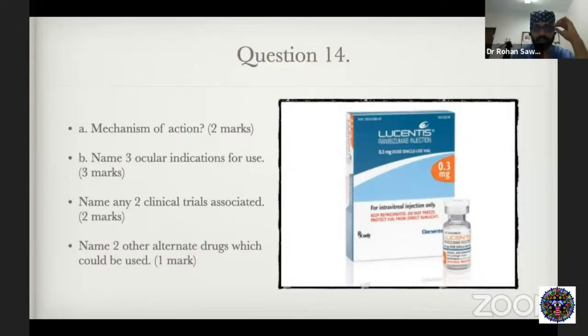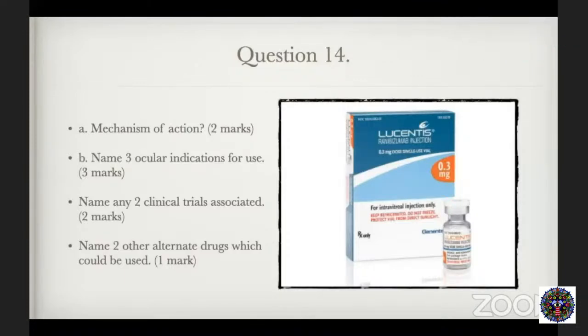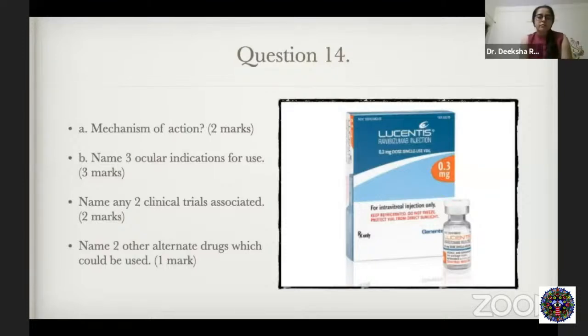Three ocular indications commonly used for: diabetic macular edema, CRVO with macular edema, neovascular age-related macular degeneration, and myopia-associated CNV could be an answer. Any 2 clinical trials associated? Forget about these 2 marks. I want you to tell me 2 clinical trials for ARMD, 2 for diabetic macular edema, and 2 for retinal vein occlusion.